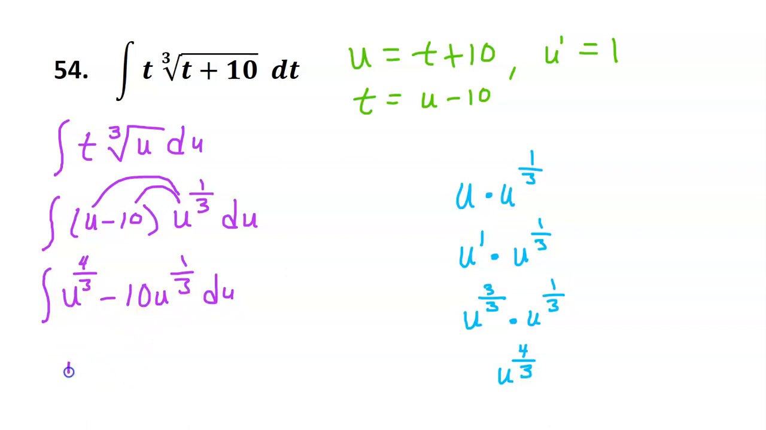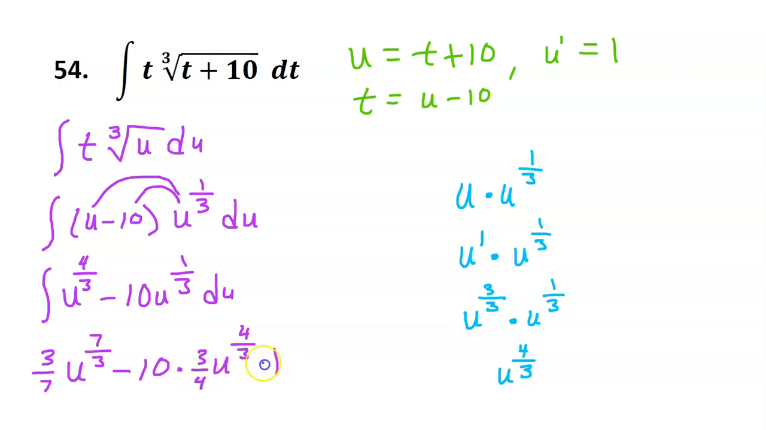So let's bring down the u and use the power rule of integration. Adding 3/3 to this exponent gives us 7/3. And then we divide by the new exponent. But dividing by 7/3 is the same as multiplying by 3/7. Bring down the negative 10. Adding 3/3 to 1/3 is 4/3. Then we divide by 4/3, but that's the same as multiplying by 3/4.